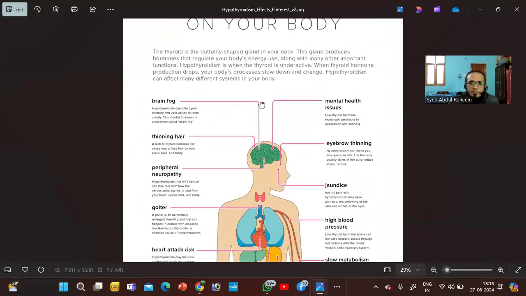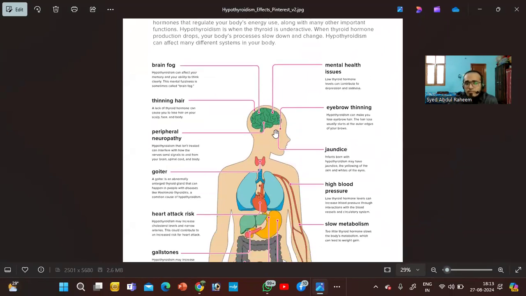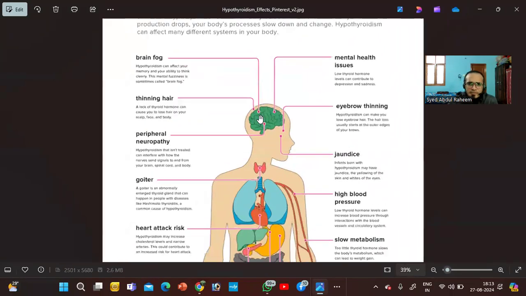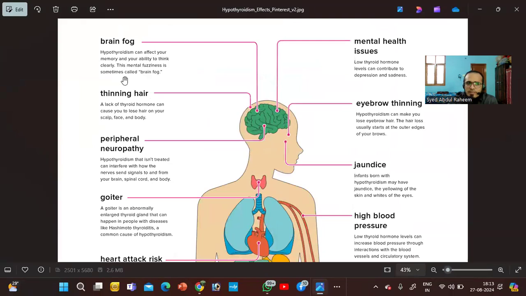You can see the brain fog related, brain related symptoms. Hypothyroidism can affect your memory and your ability to think clearly. This mental fuzziness is sometimes called brain fog. Okay, forgetfulness sometimes. These are the things we have to remember.